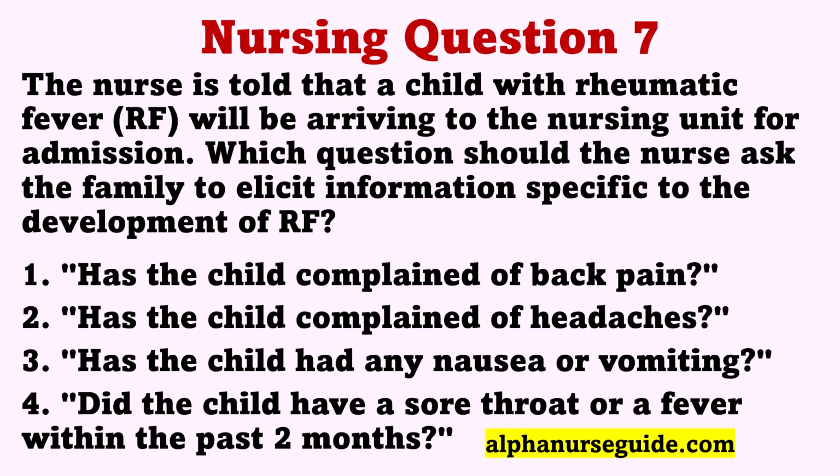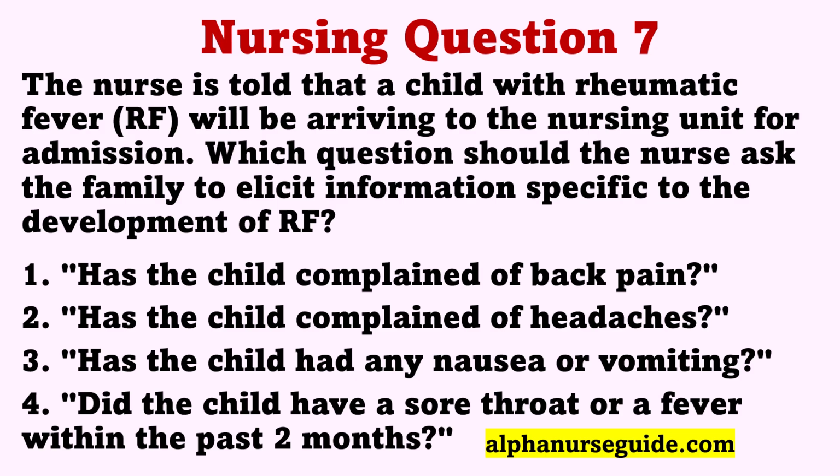The nurse is told that a child with rheumatic fever will be arriving to the nursing unit for admission. Which question should the nurse ask the family to elicit information specific to the development of RF? 1. Has the child complained of back pain? 2. Has the child complained of headaches? 3. Has the child had any nausea or vomiting? 4. Did the child have a sore throat or a fever within the past 2 months?